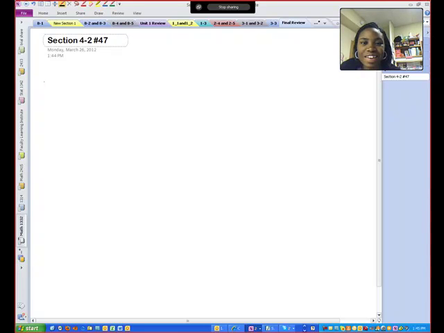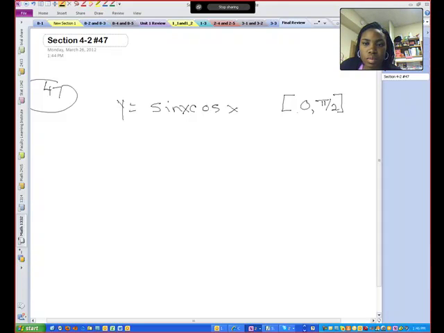All right, so this is number 47. You have y equals the sine of x times the cosine of x on the interval from 0 to pi over 2. And so this problem is different because you have a closed interval. So you're going to find your critical numbers by taking your derivative and setting it equal to 0 and seeing where it's undefined. But then you're also going to test your endpoints to decide whether it's a max or min. You're not going to use the first derivative test because you have a closed interval. Does that make sense?